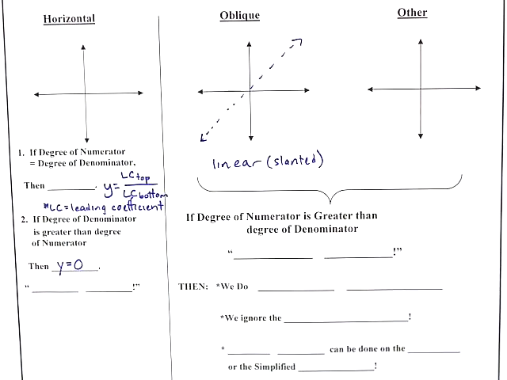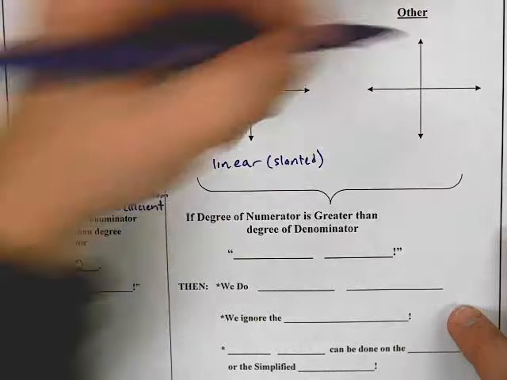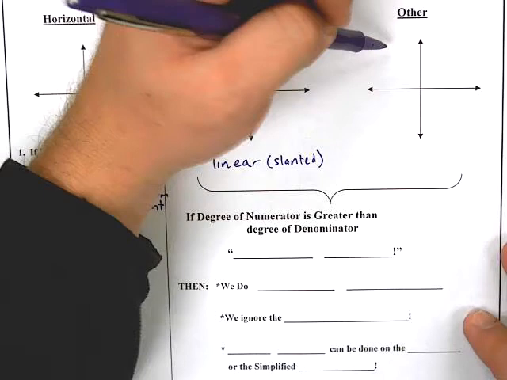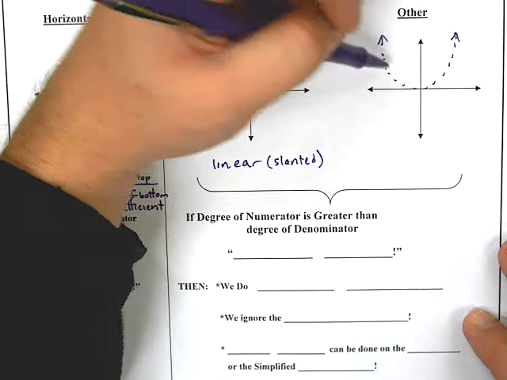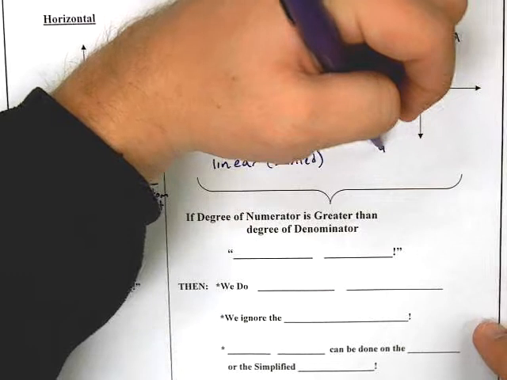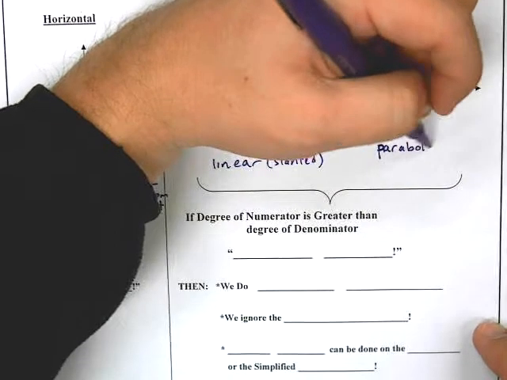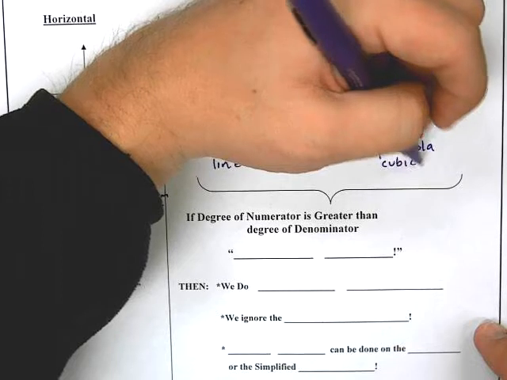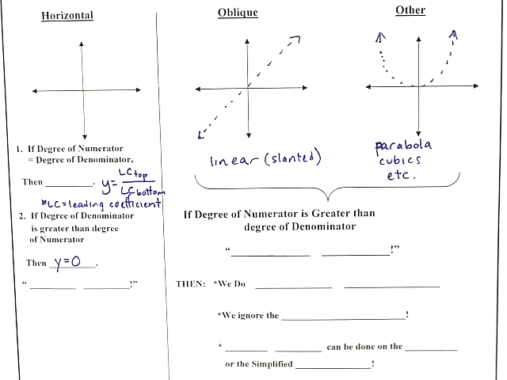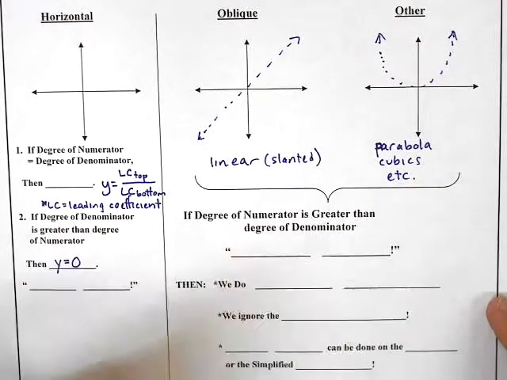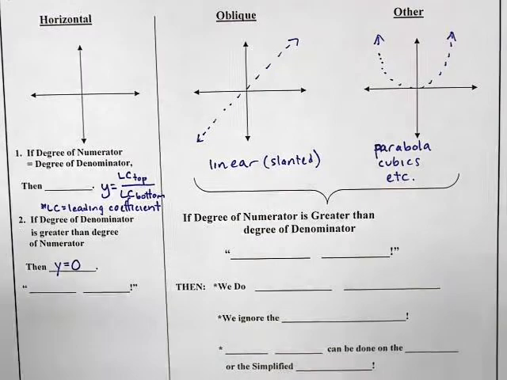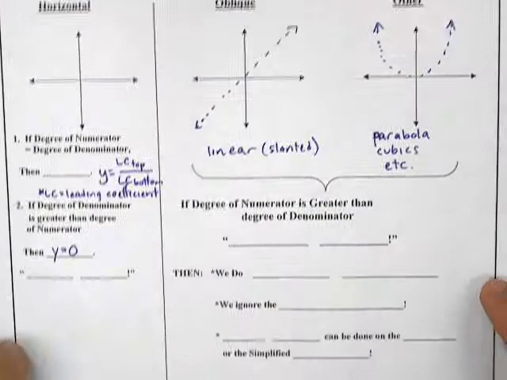The other thing I want you to know is we could have some crazy stuff. We could have a graph have something like a parabola. That is another option. So we can have parabolas or cubics. I'm just going to use etc. because you can also have quartics or other things like that as well. These two types of asymptotes occur when the degree of the numerator is greater than the degree of the denominator.